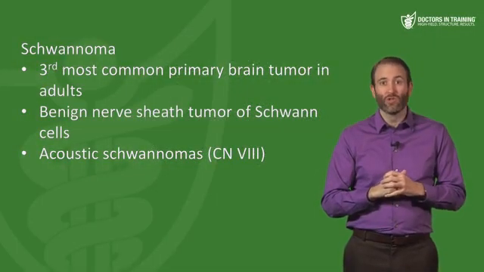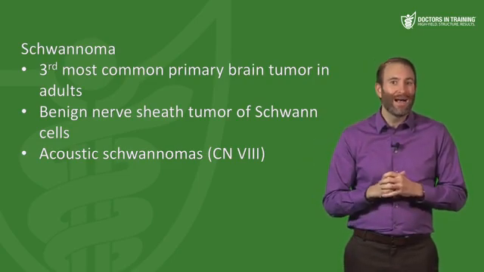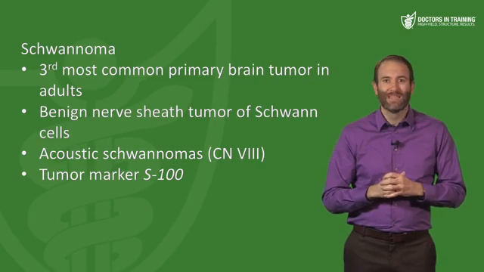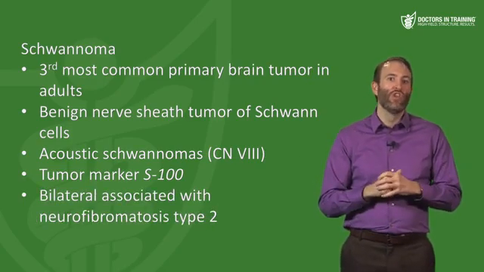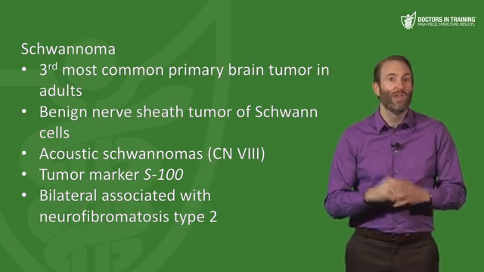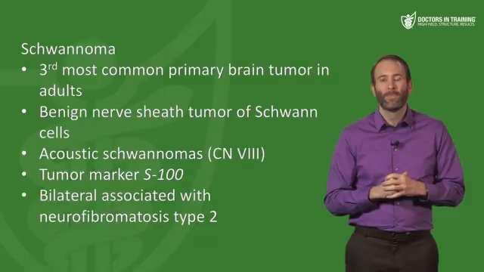Now, fortunately, these tumors are slow growing and are often resectable, and just about all schwannomas are going to be positive for a tumor marker named S100. Now, the bilateral acoustic schwannomas are found with neurofibromatosis type 2, so another brain tumor that is associated with neurofibromatosis type 2. And then next we have oligodendroglioma.